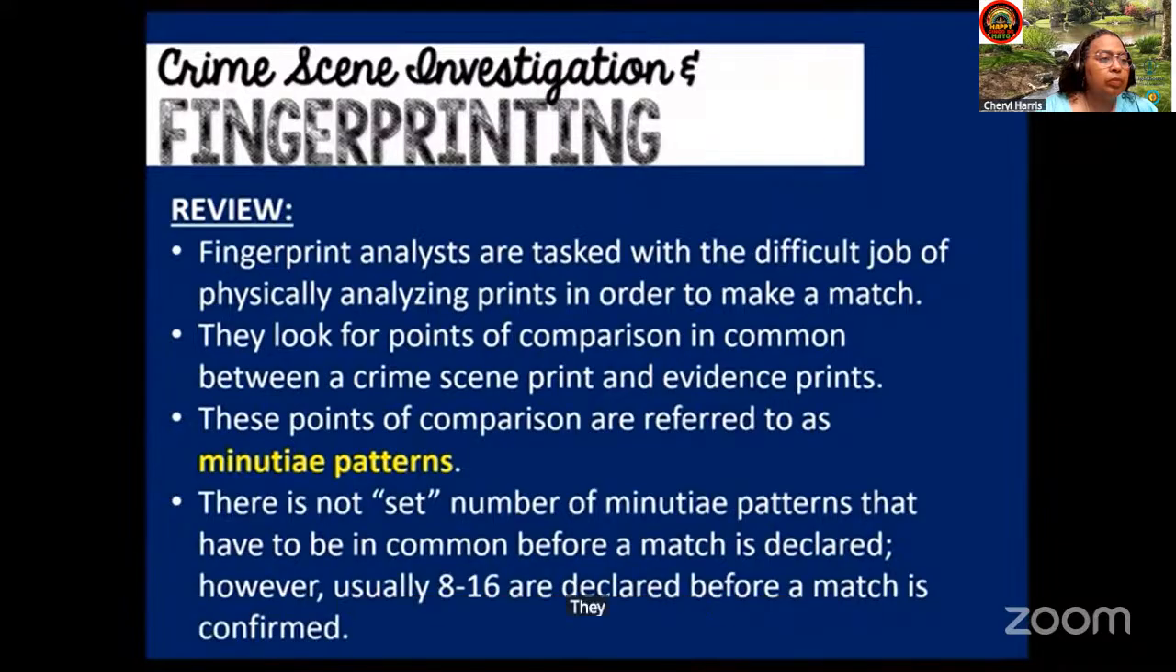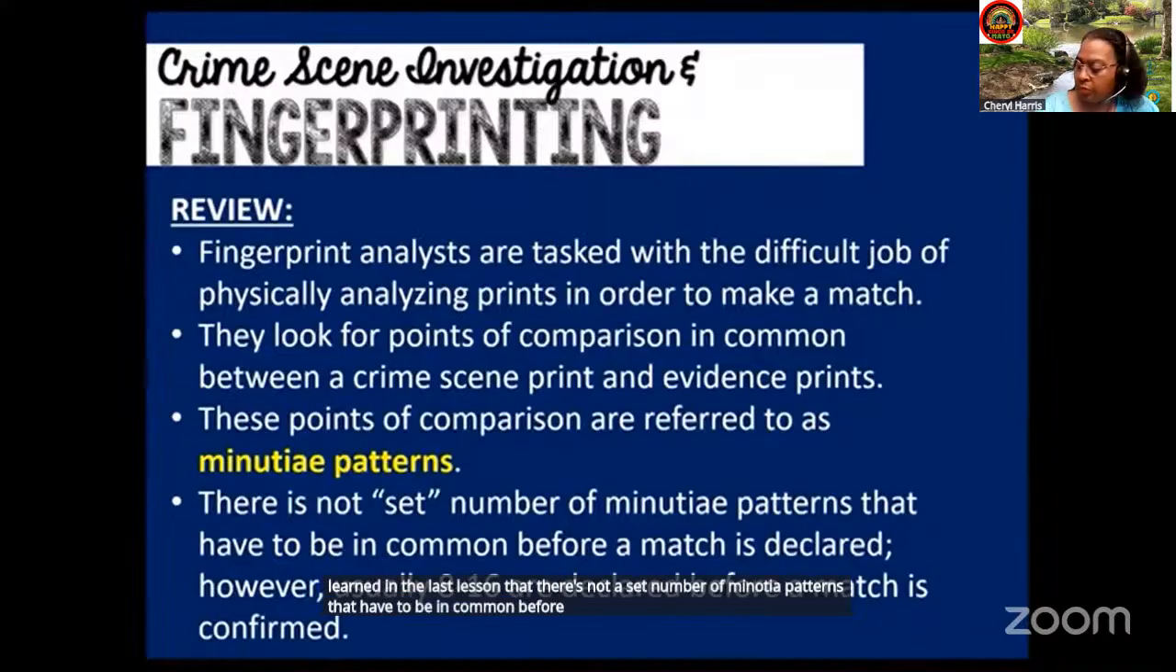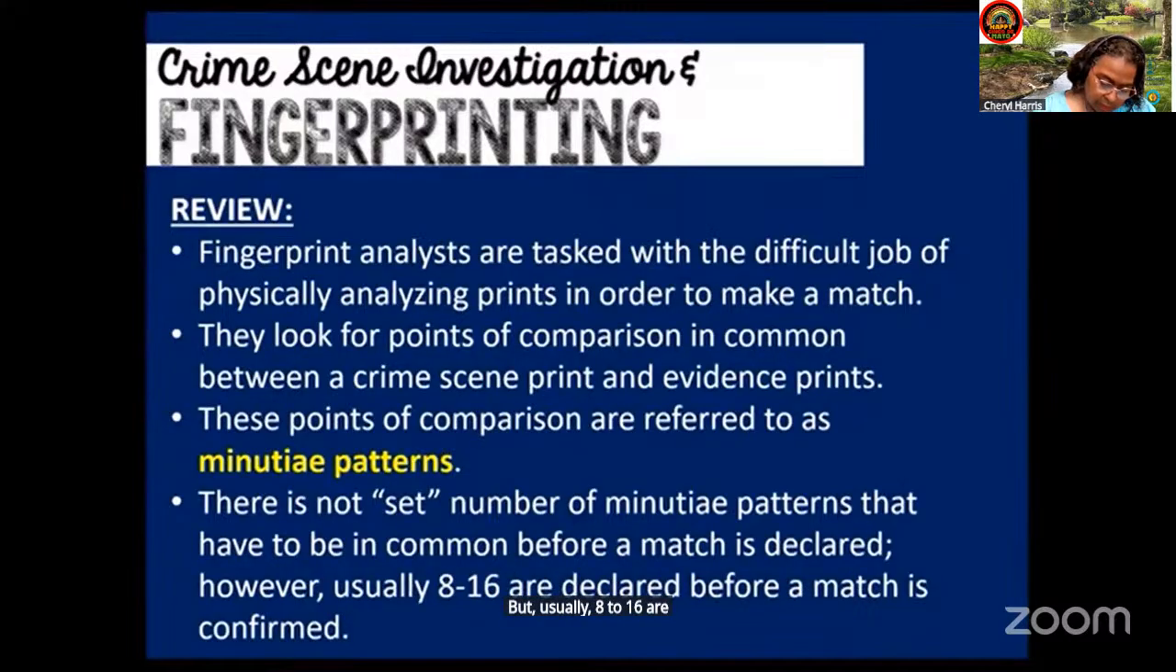They do look for points of comparison in common, and we call these points of comparison minutia patterns. These are specific patterns that fingerprint analysts look for when they're doing these comparisons. We also learned in the last lesson that there's not a set number of minutia patterns that have to be in common before a match is declared, but usually 8 to 16 are declared before a match is confirmed. And then these fingerprint analysts will be asked to testify to the percent of confidence they have in their comparison and in their match declaration when they get to court.